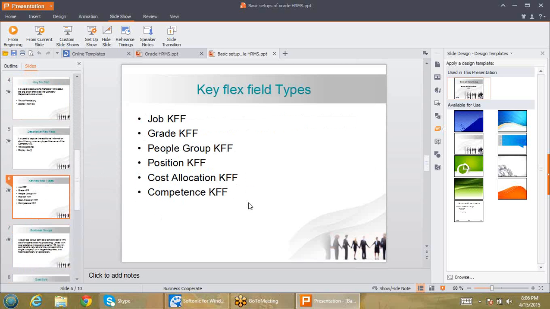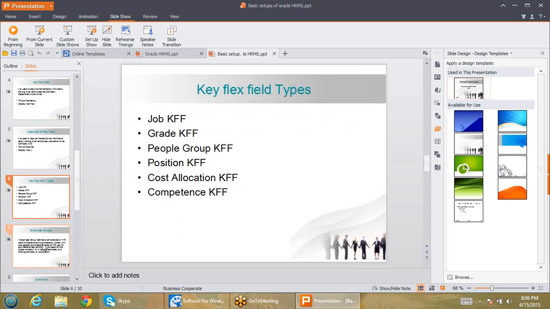These two we are using in payroll. When we are implementing the payroll, that time these two flexfields we are using: third and fifth, people group and cost allocation. And the rest four we are using in core HR. When we are implementing core HR, you have to create all six flexfields, but in core HR we are using only four: job, grade, position and competency. The rest, people group and cost allocation, we are using in payroll.